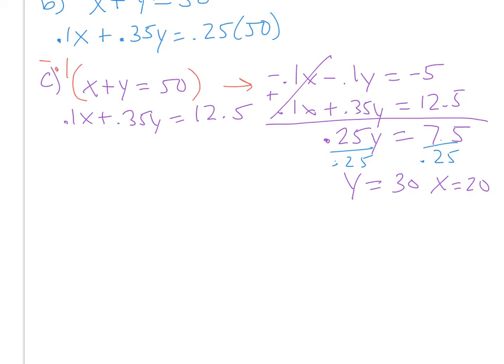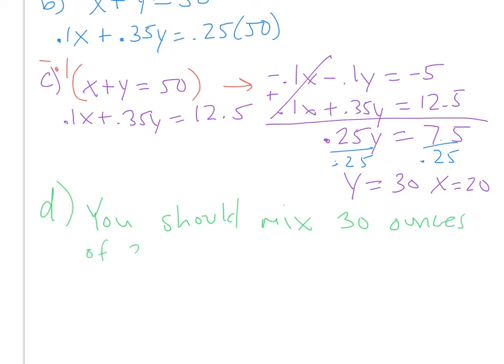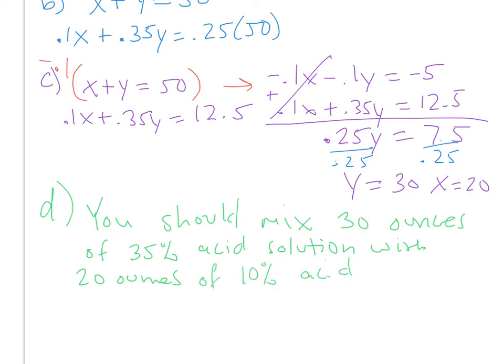So for my complete sentence, I can write down, you should mix 30 ounces of 35% acid solution with 20 ounces of 10% acid solution to make 50 ounces of 25% acid solution.